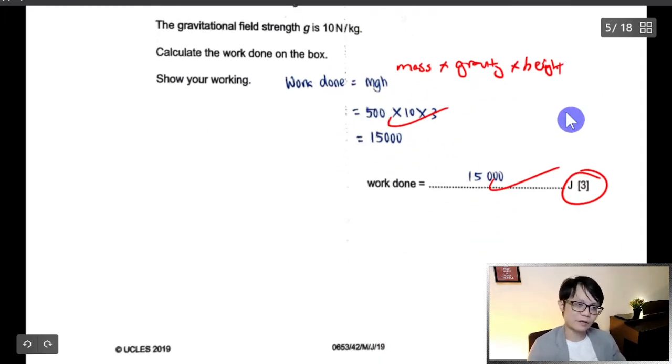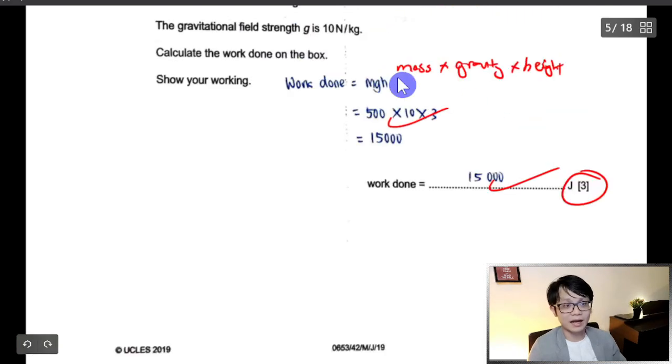Up to you. If you have time, you do it. I think it is still correct. Because it's 3 marks, the formula will be 1 mark. But to be on the safer side, you might want to write the words.